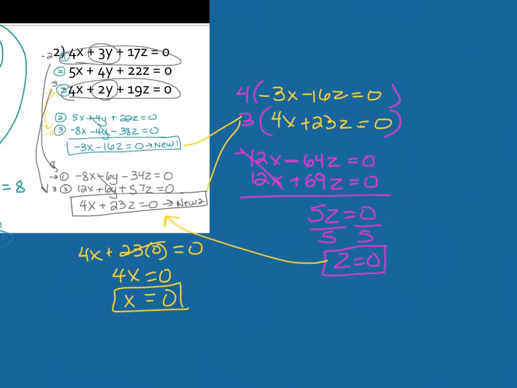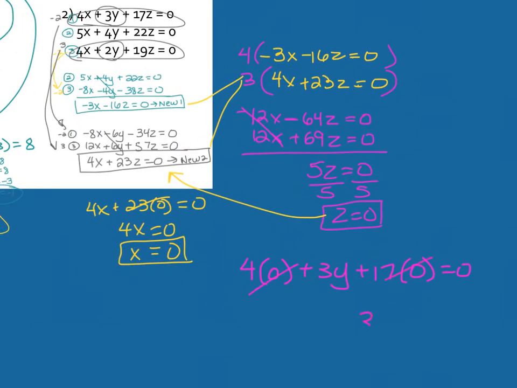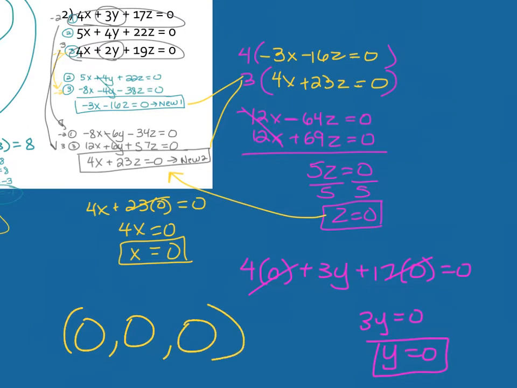And then I got to take those two and plug them back in where? Into one of the original ones. Again, doesn't matter which one. So let's say I grab the top one, 4 times x, which is 0, plus 3y, which is what we don't know yet, plus 17z, which is 0, equals 0. Cancels, 3y equals 0, and y equals 0. And then, not that it matters because they're all the same, but the order, because they're not always going to be the same, you'll probably never get a 0, 0, 0 again. The order would be 0, 0, 0, x, then y, then z.